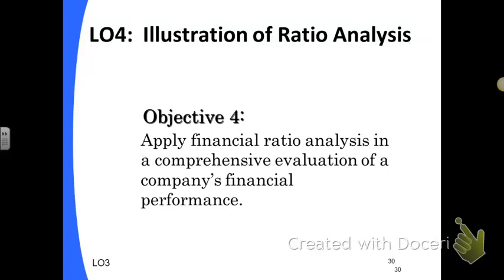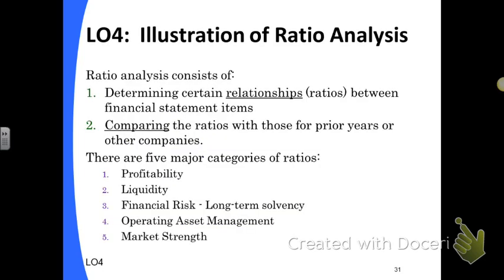Today we're going to look at illustrating the ratios. And we're going to apply financial ratio analysis in a comprehensive fashion to help us evaluate the financial performance of a company. Ratio analysis consists of determining the relationships between the different financial statements. We compare the ratios from prior years and those of other companies to help us analyze 5 major categories.